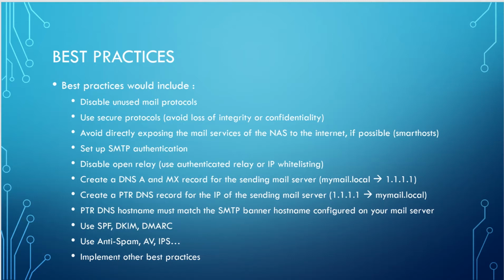Create a DNS A and MX record for the sending mail server so that mail.local resolves to the IP address, and create a pointer DNS record for the IP of the sending mail server so that the IP address resolves to the mymail.local FQDN. The pointer DNS hostname must also match the SMTP banner hostname configured on your mail server. This is one of the first anti-spam techniques that Google or Yahoo, for example, should use. If it cannot resolve back, then you will be considered a spammer.